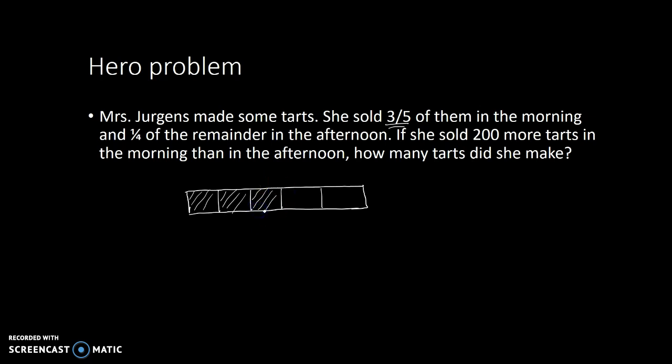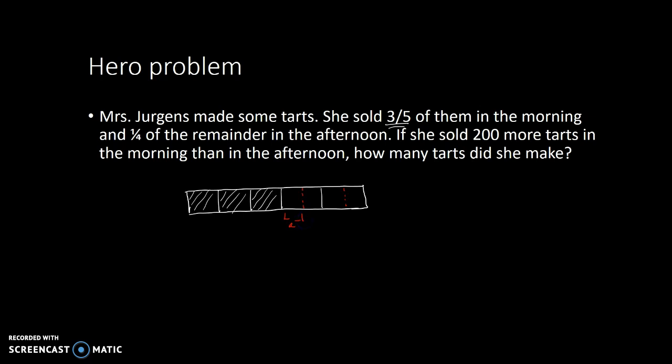And then she sold 1/4 of the remainder in the afternoon. So I'm actually going to change the color on my ink really quick here. Okay, so if she sold 1/4 of the remainder in the afternoon, obviously I've got to be able to model that, right? So I'm going to divide those remaining units into fourths. So here's what she sold in the afternoon. We'll just label that with an A.